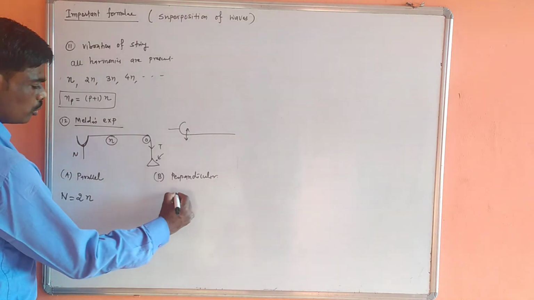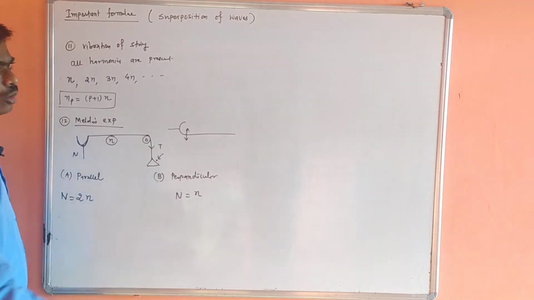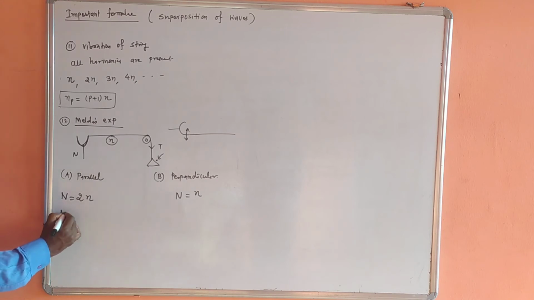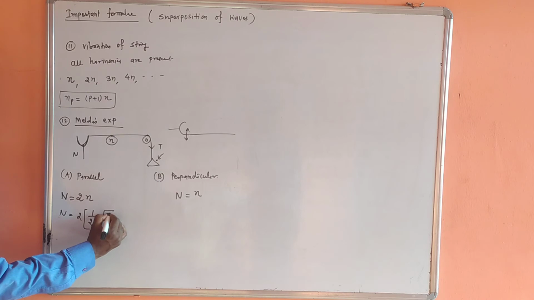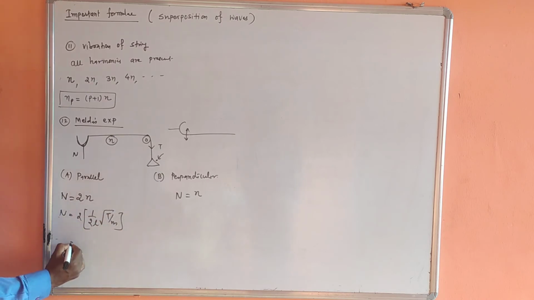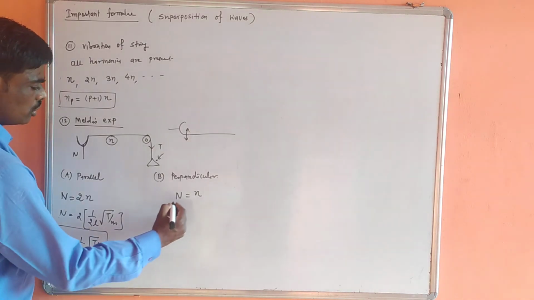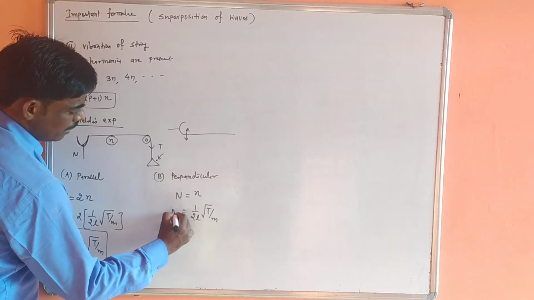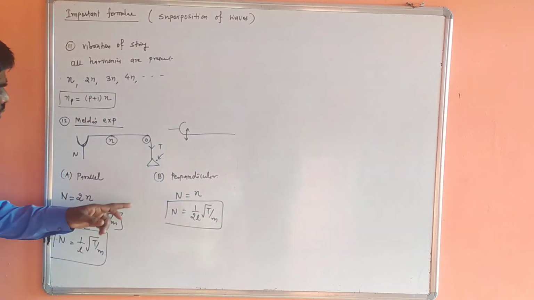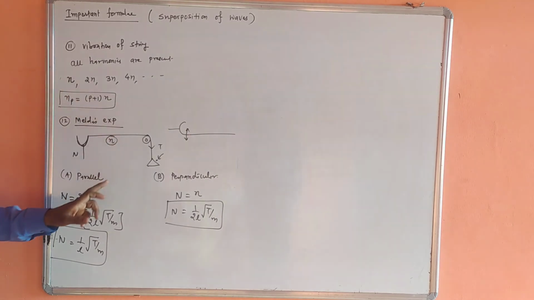And in the perpendicular position method, capital N is equal to small n. So we know that this small n is nothing but 1 upon 2L under root T by m. In the perpendicular case the 2 cancels, and we get 1 upon L under root T by m. This is the formula for the parallel position method. Here we get 1 upon 2L under root T by m. Capital N is the frequency of vibration of the tuning fork and small n is the frequency of vibration of the string.